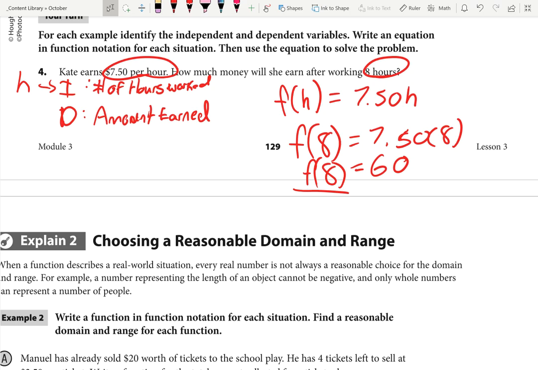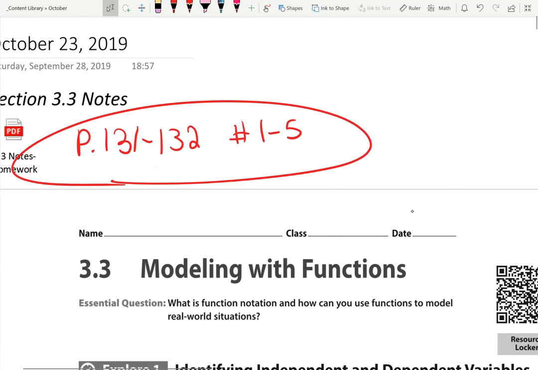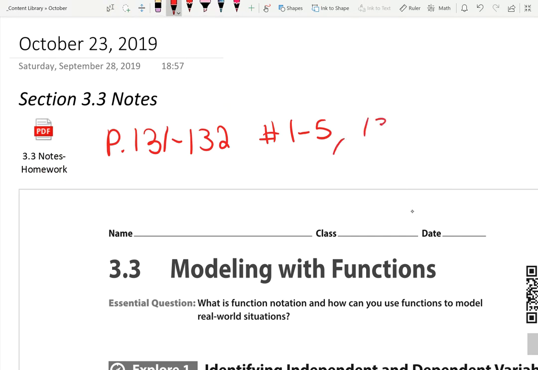Oh, by the way, the homework was on the top of this, if you're wondering. Hopefully I didn't miss it. Homework is page 131. There was 1 through 5. Honors had 1 through 5, and 13 through 15. But regular just had 1 through 5.